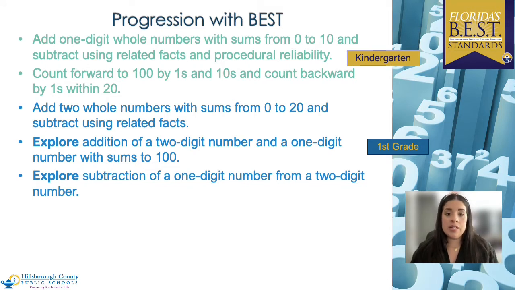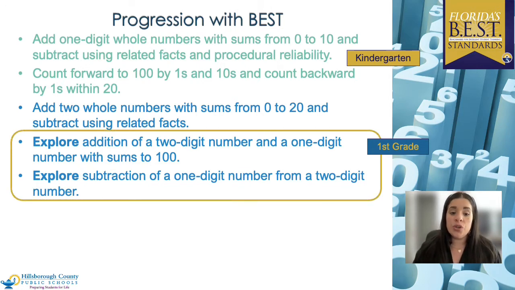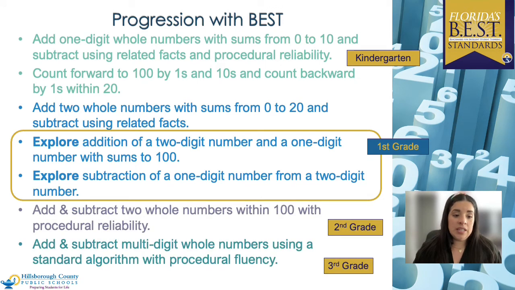Now they're adding and subtracting within 20, and they're beginning to explore addition and subtraction of 2-digit and 1-digit numbers. The expectation for instruction of this benchmark does not include the use of an algorithm. The intent is for all students to deepen their understanding of place value while exploring subtraction and addition. There is no expectation of procedural reliability until grade 2, as you can see here. And then in grade 3, they'll be expected to use the standard algorithm for procedural fluency for multi-digit numbers.